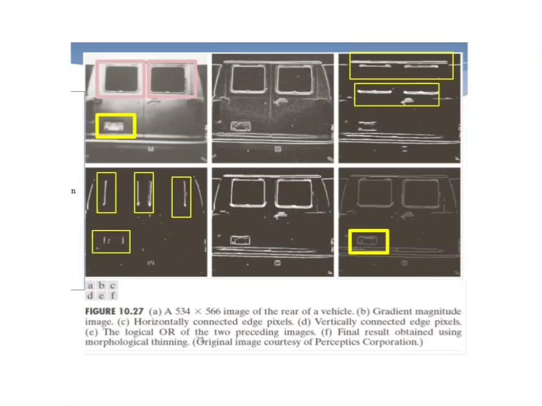Figure E is the result of forming the logical OR of the two preceding images, and Figure F was obtained by thinning Figure E with the thinning procedure we discussed above. As Figure F shows, the rectangle corresponding to the license plate was clearly detected in the image. It would be a simple matter to isolate the license plate from all the rectangles in the image, using the fact that the width to height ratio of license plates has a distinctive 2:1 proportion.